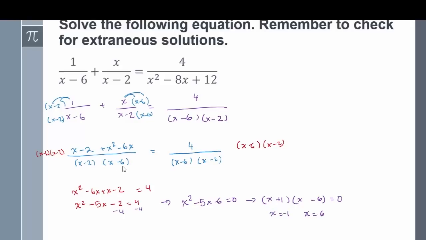Going back to the factored form of my original equation, I notice that my denominator has x minus 2 and x minus 6 in it, which means that if I solve for x, I'm not allowed to have x equals 6 in my denominator, and I'm not allowed to have x equals 2 in my denominator. Having one of these values will make my denominator equal to 0, which then I'm dividing by 0, and that's a no bueno. So x equals 6 is not a solution because it will make my denominator equal to 0, so that's an extraneous solution, and we're left with x equals negative 1, so our solution is x equals negative 1.